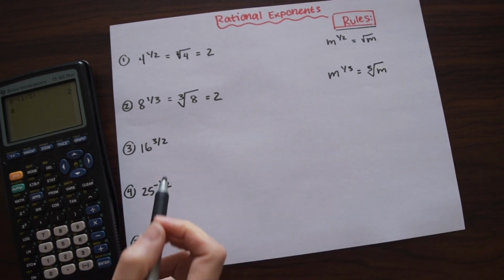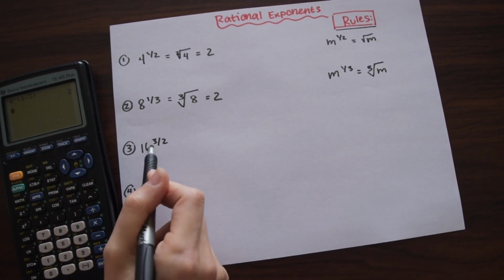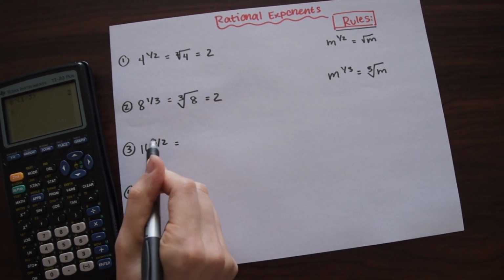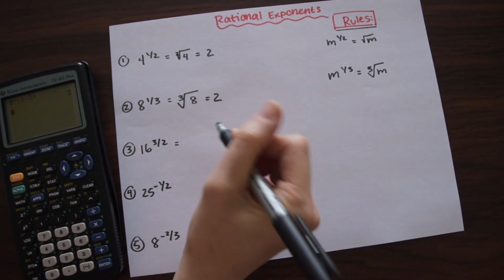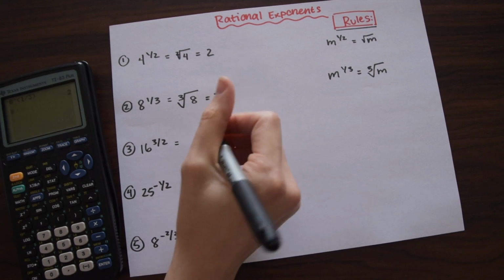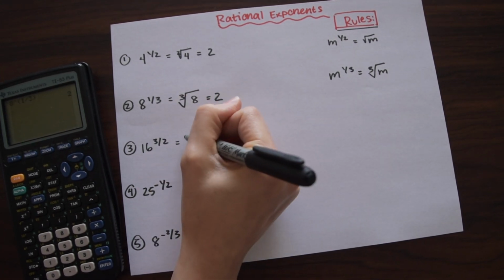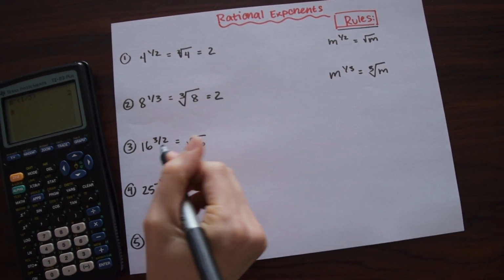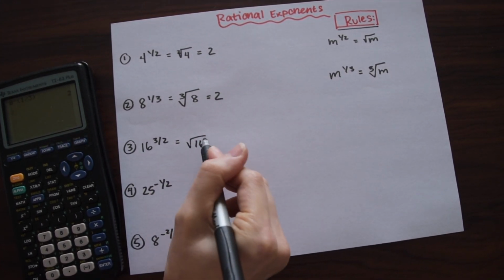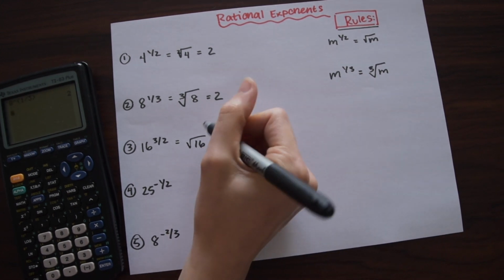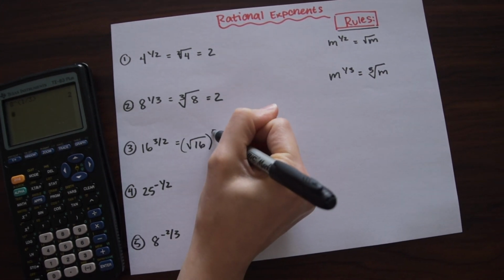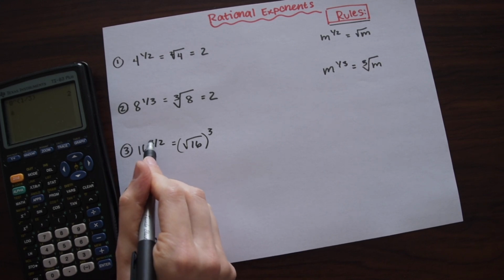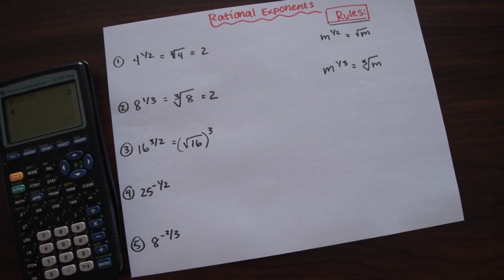So our next question, we have 16 raised to the 3/2 power. This now has a value in the numerator, so let's see how this will relate to our question here. To rewrite this in radical form, we would say radical 16, right? Because we see that 2 in the denominator, so we know it's going to be a regular radical. And what we do now is we cube it. This 3 in the numerator just acts like a regular exponent.